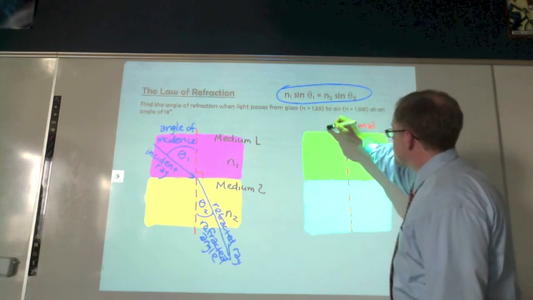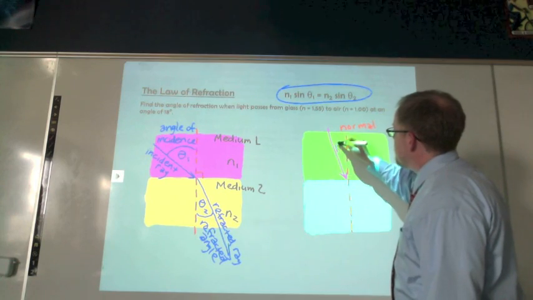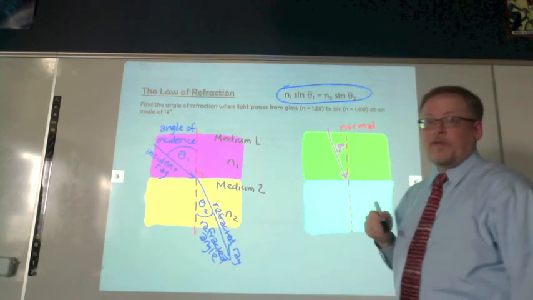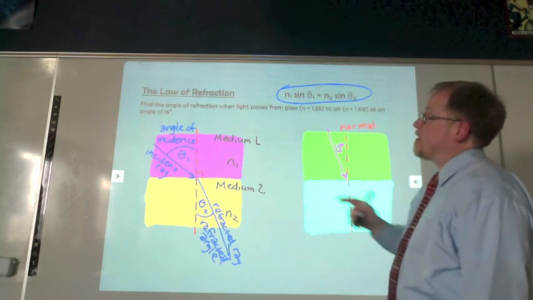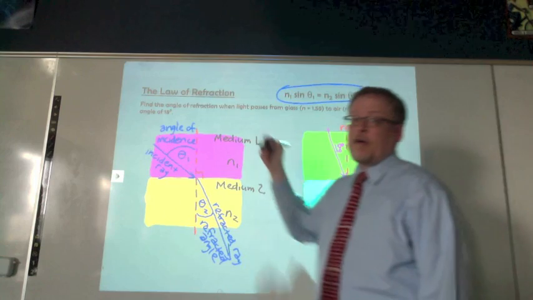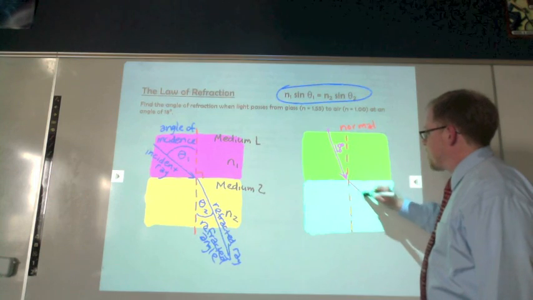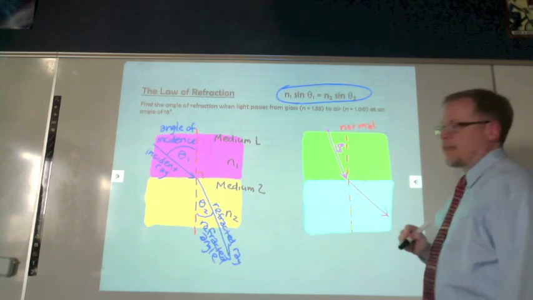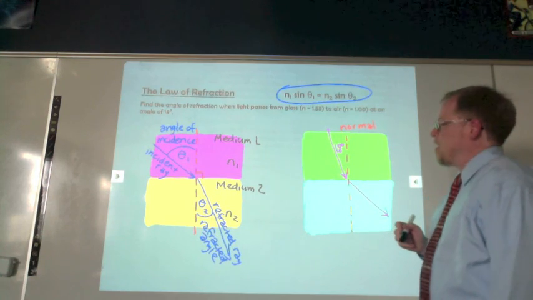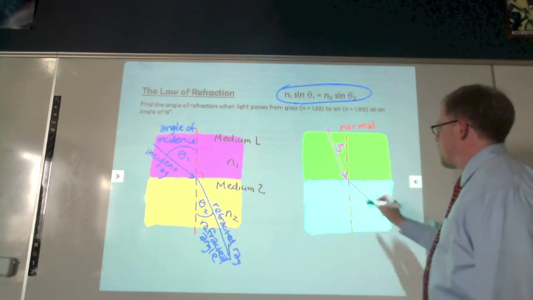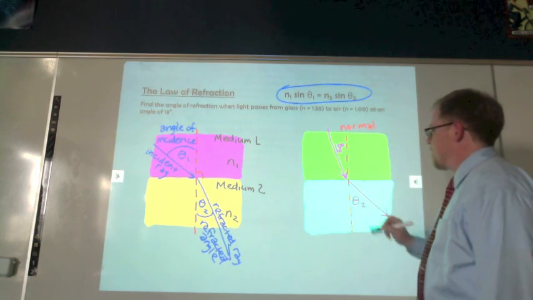The incident ray is coming in at an angle of 18 degrees. Sometimes it's hard to tell from the wording, but if the problem asks you to find the angle of refraction, the other angle must therefore be the angle of incidence. We'll find out in a little bit that this actually gets bent away from the normal, and I'll tell you more about how you can predict that once we've done the calculation. So here's our unknown angle of refraction, theta 2.